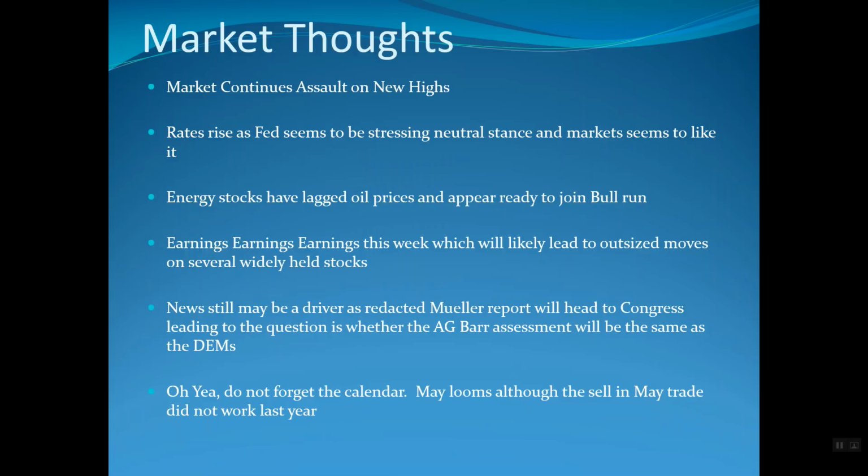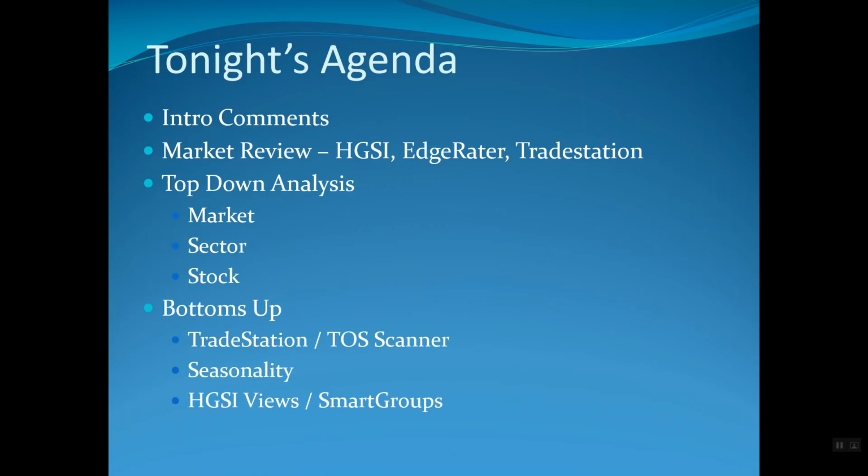So as we jump into the rest of the presentation: the market continues the assault on new highs. Rates rise as the Fed seems to be stressing a neutral stance, and markets seem to like it. Energy stocks have lagged oil prices and might be ready to join. Earnings this week. News still may be a driver as a redacted Mueller report will head to Congress, leading to the question of whether Attorney General Barr's assessment will be the same as the liberal Dems. Oh yeah, don't forget the calendar, May looms, although the sell in May trade did not work last year.